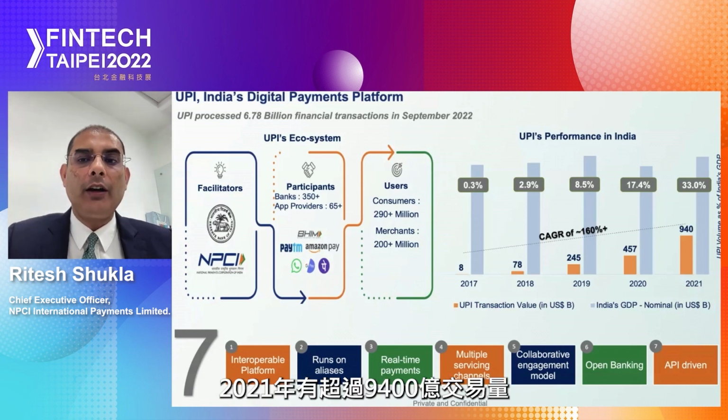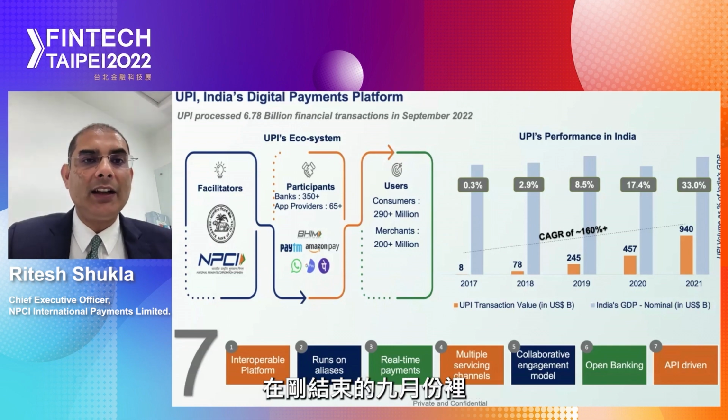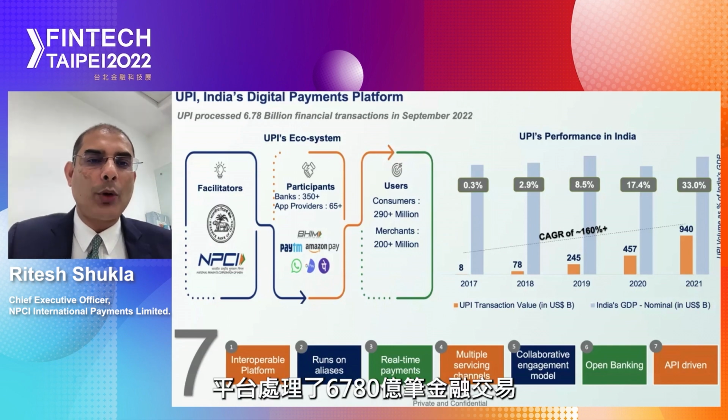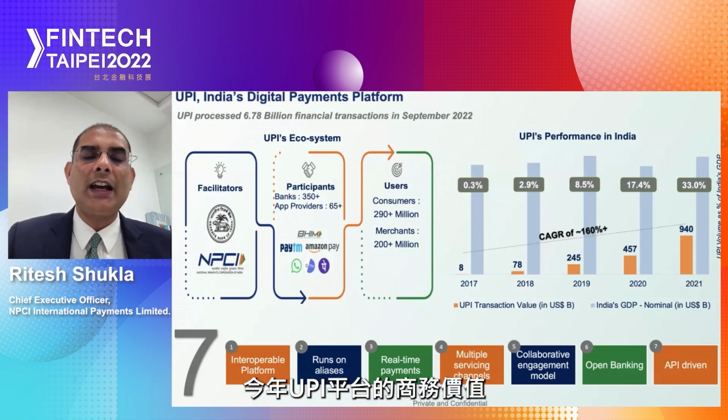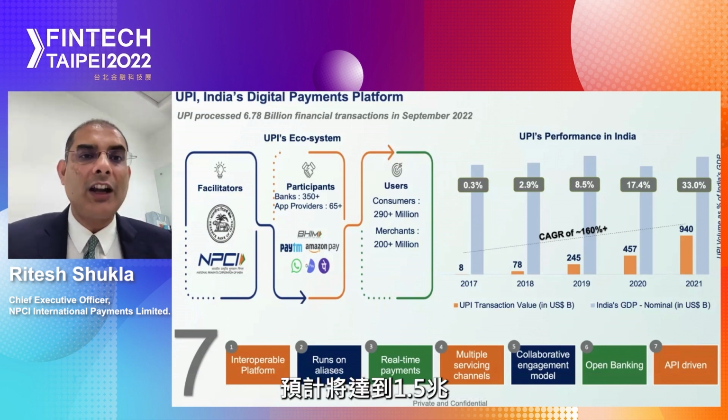In the year of 2021, we've processed volume worth $940 billion on UPI platform. And in the recently completed month of September, we processed 678 billion transactions that amounted to commerce worth $134 billion in a month. So this year, we are looking at processing about $1.5 trillion worth of commerce on UPI platform.